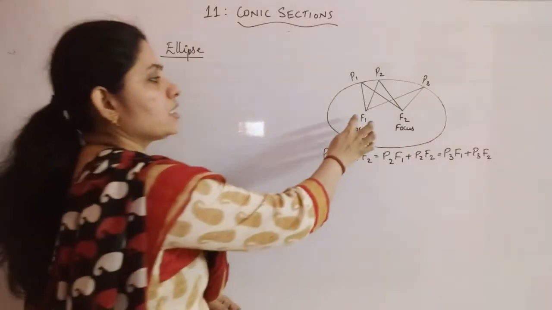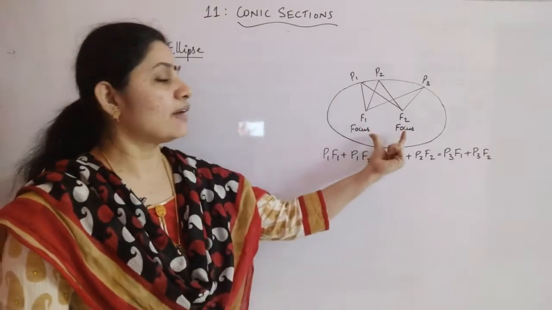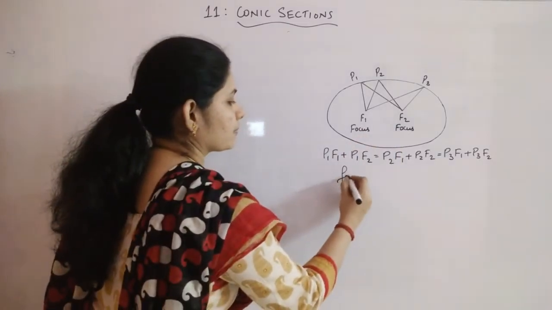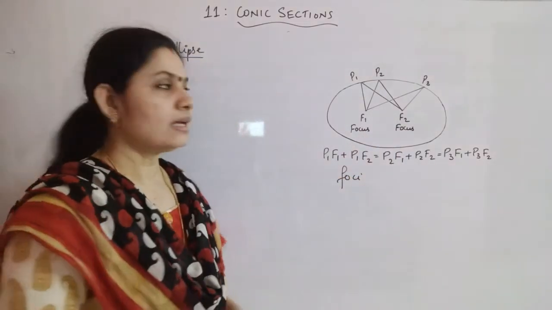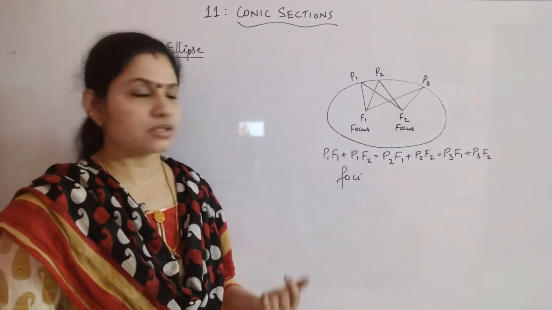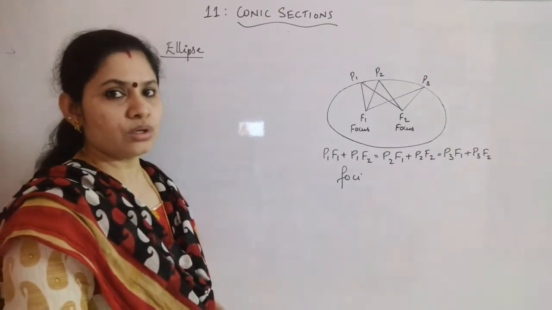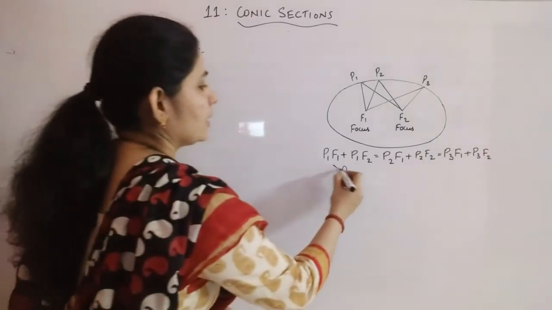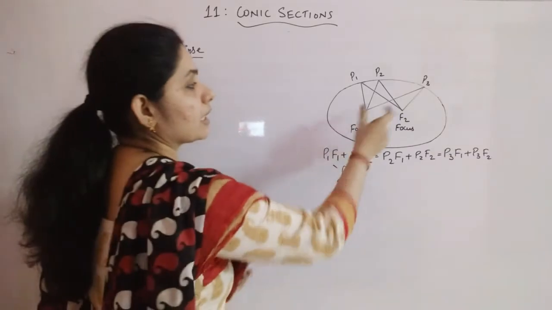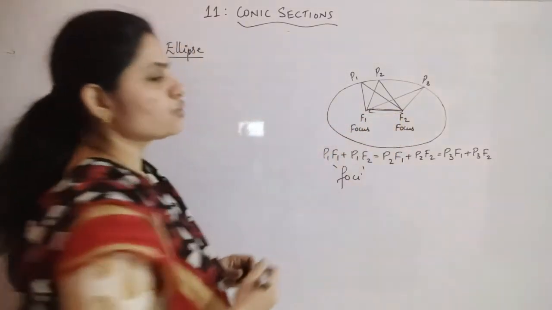These two fixed points are called the foci, the plural form. If we take only a single one, it is a focus. For a parabola you have only one focus, but for an ellipse you have two foci. Again, this constant sum will always be greater than the distance between these two fixed points, that is, the two foci.